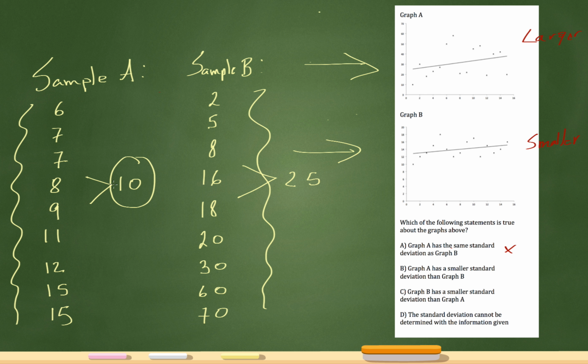And going back to this example, if the mean is 10, the numbers are relatively close to that 10, so this has a smaller deviation. So similarly, graph B will have a smaller standard deviation. So graph A has a smaller standard deviation wouldn't make sense. It would have to be choice C: graph B has a smaller standard deviation than graph A.